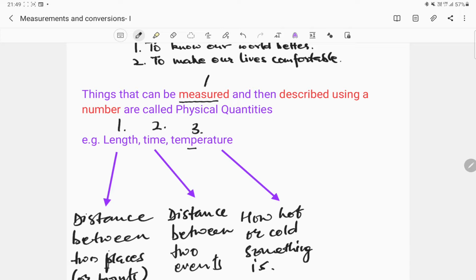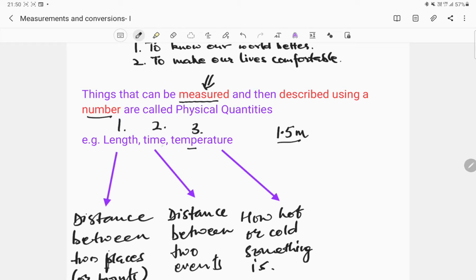So these 3 things can be measured, but can these 3 things then be described by numbers? Can you actually tell the number? Can you find the number or the length of, let us say, the table in your room? Yes, you can. For example, the table in my room is around 1.5 meters long. It is a very long table.